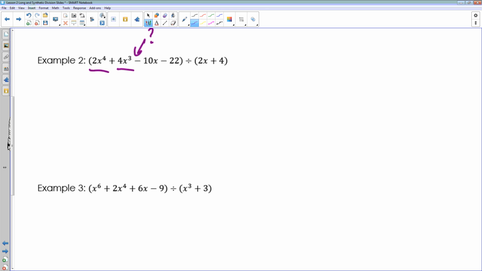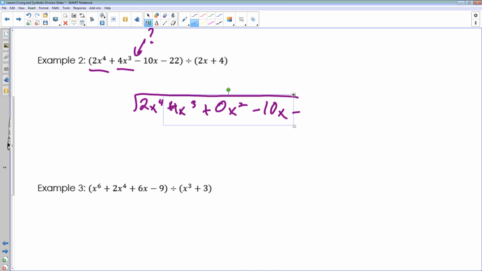All right, so here we go. Let's set this up. So we've got 2x to the fourth plus 4x cubed. And then I'm going to put a plus 0x squared. That's my placeholder for the x squared term. Minus 10x minus 22. Okay, and we're dividing by 2x plus 4.